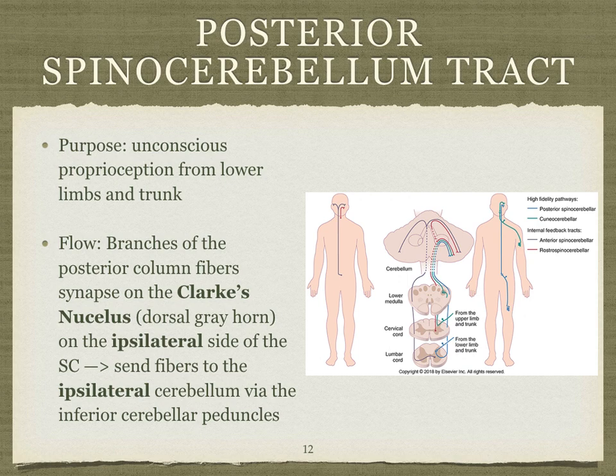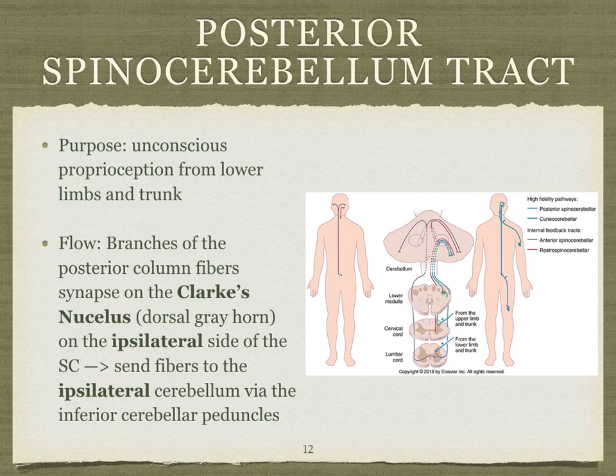So we're getting branches from our skeletal muscle, from our Golgi tendons, our muscle spindles, and what they do is they come in through our peripheral nerve, so our lower motor nerve, going through that dorsal root ganglion, and the first synapse occurs at our Clark's nucleus in our dorsal gray horn, on the same side of the spinal cord that the information gets in.